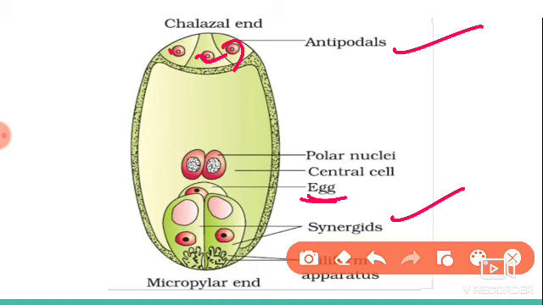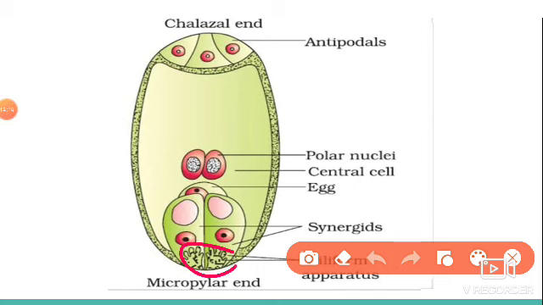Synergid cells also contain some cellular structures that we can find here. These cellular thickenings are present exactly here, and we call them the filiform apparatus. Please remember, filiform apparatus. In synergid cells, there is the presence of cellular structures, and these cellular thickenings we call the filiform apparatus.